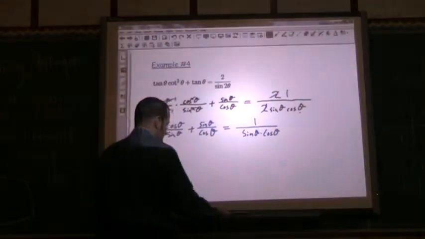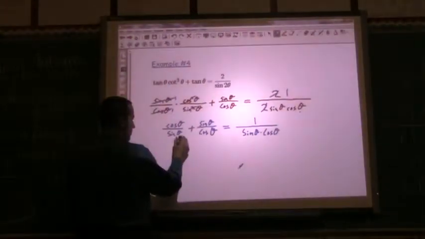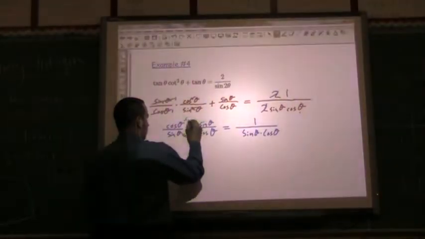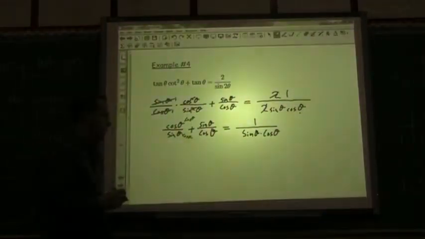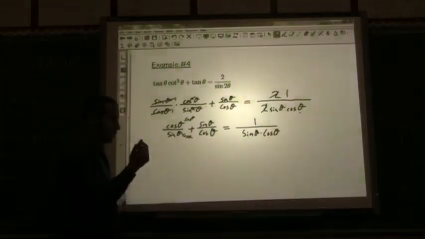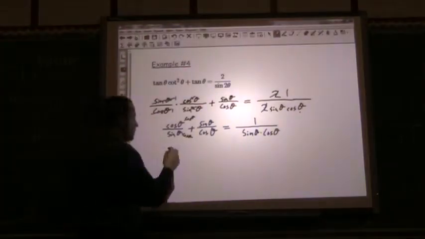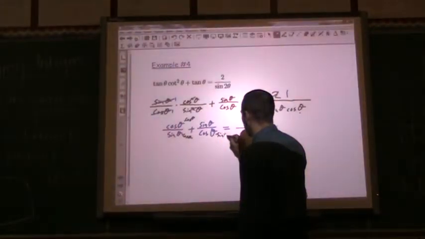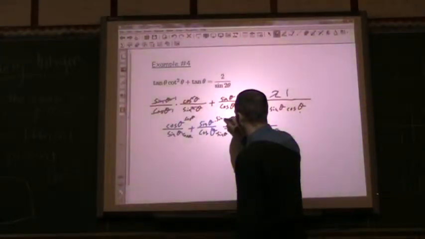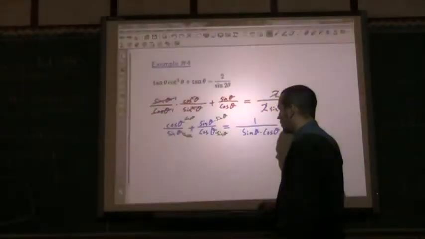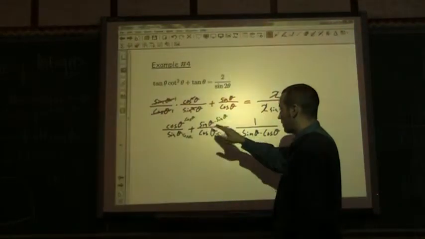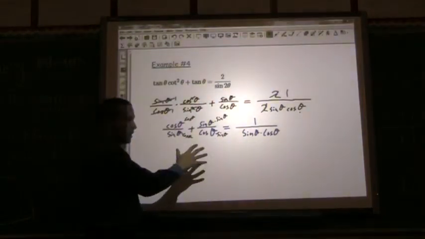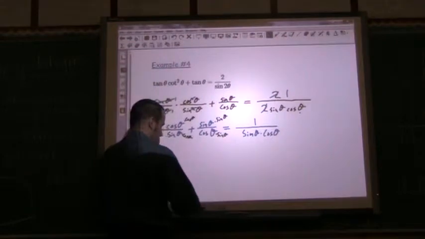Okay, so what I need to do here then is, if this is going to be sine cos, I have to multiply this by cos theta and the top by cos theta. Whatever you do to the bottom, you also have to do the top. Whatever you do to the denominator, you also do the numerator. This one, I would have to multiply by sine theta, top and bottom. So now my denominator is going to be sine theta cos theta, the same as this right here, which is what it has to be anyway in order for there to be a common denominator.